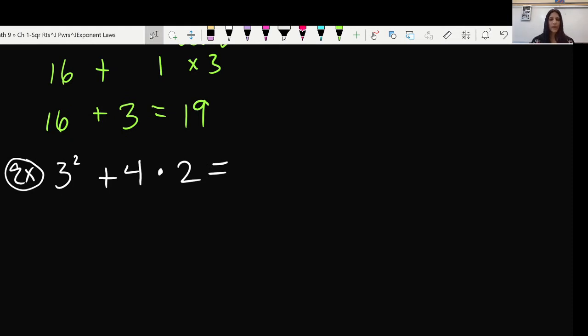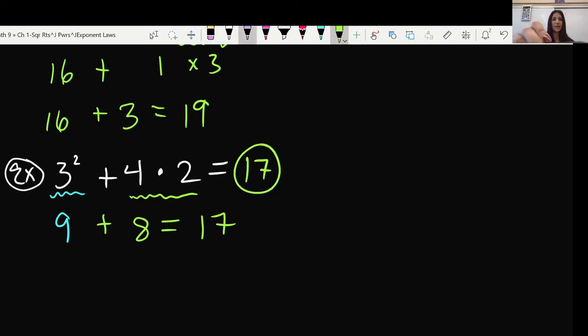So again, going through BEDMAS, although there's no brackets, there is an exponent. So I'm going to deal with that part first. So this 3 squared becomes 9. And this 4 times 2 becomes 8. And I have a plus sign in between them. So notice what happened. I deal with the other stuff first, and I leave the addition till the end. So after doing this, I get 17 as my answer that I'm going to write up here.